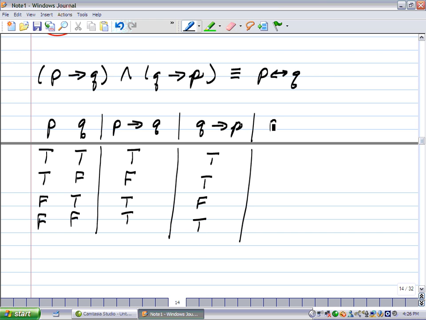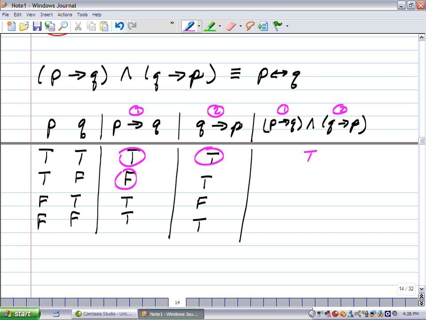Now we can put these together. P implies Q and Q implies P. So that means I'm going to take these two columns and put those together. So true and true is true. False and true is false. True and false is false. True and true is true.